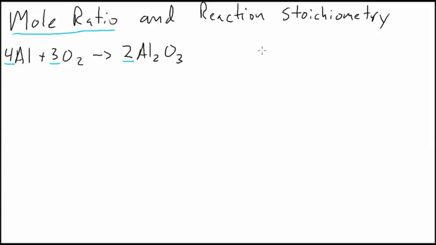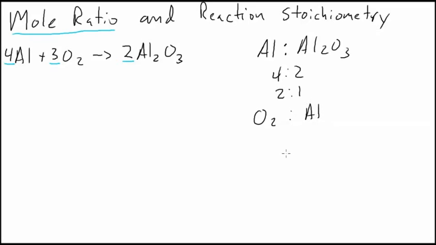So let's say we wanted the mole ratio between aluminum and aluminum oxide. That mole ratio is 4 to 2, which reduces to 2 to 1. And let's say we wanted the mole ratio between oxygen and aluminum. That mole ratio is 3 to 4. So this is called mole ratio, and it's really, really important to reaction stoichiometry. You have to be able to find the mole ratio between two substances.